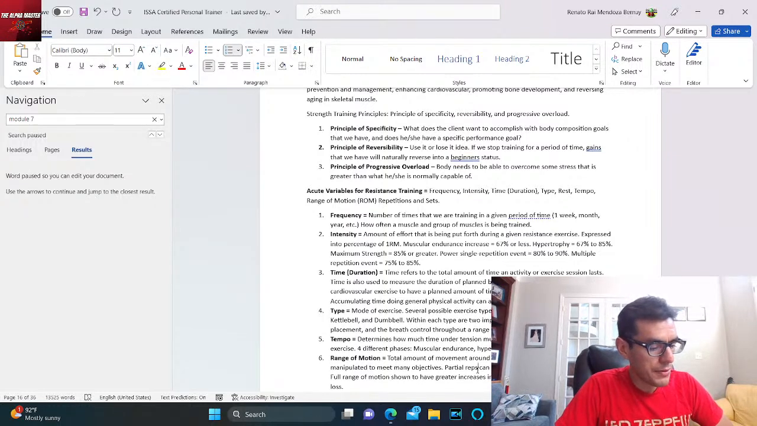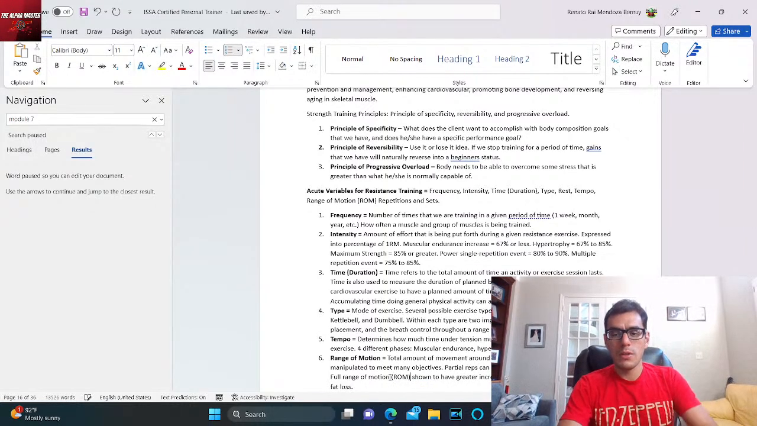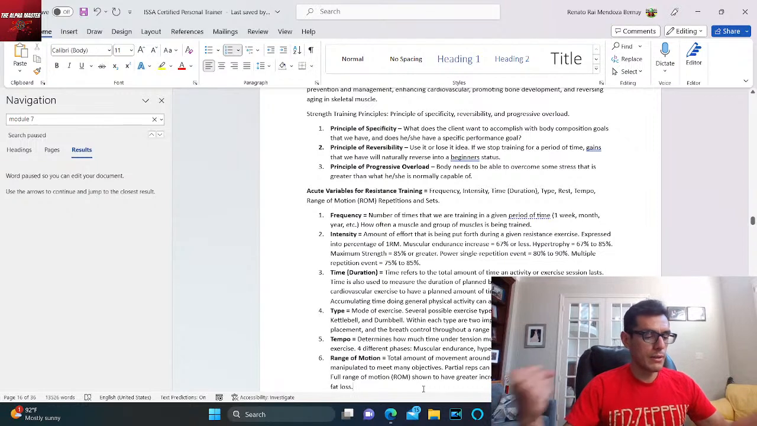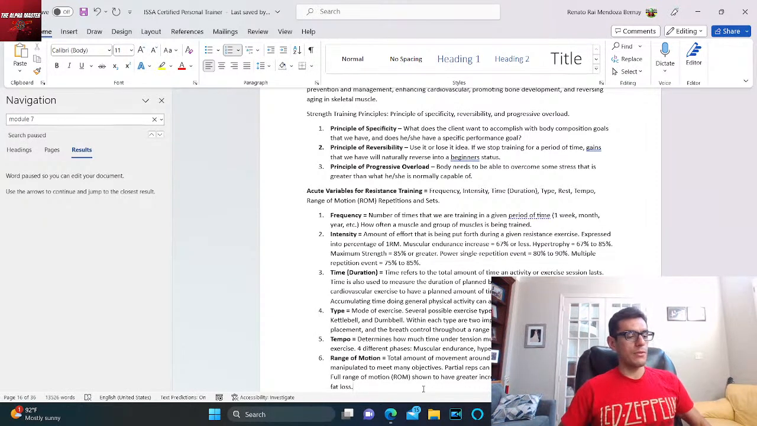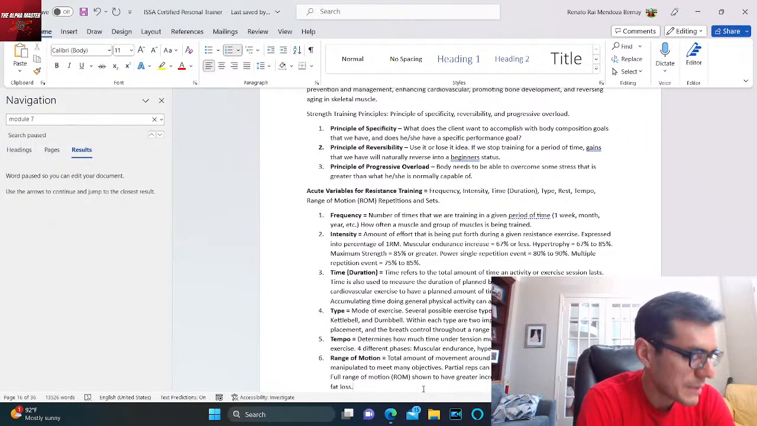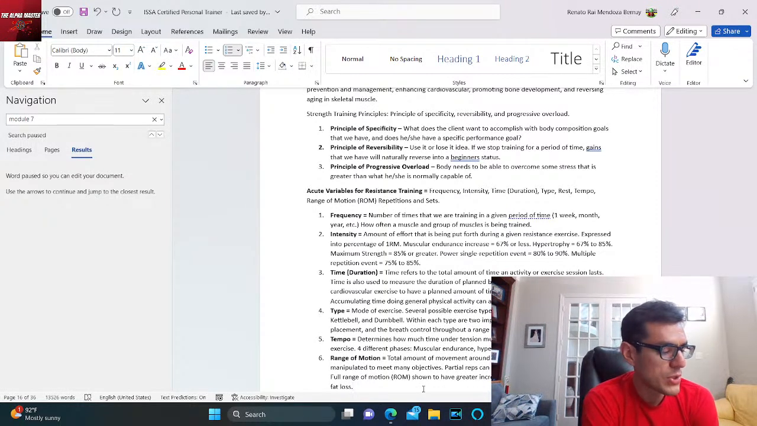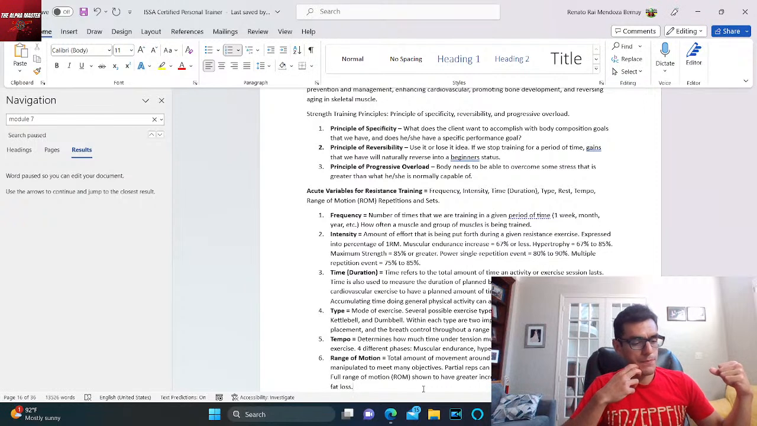Some of them are going to be partial reps, which can be done to build up an increased range of motion. And the full range of motion is shown to have greater increases in strength, size, and subcutaneous fat loss. The range of motion, the total amount of movement around a specific joint or body part, can be manipulated to meet many objectives.